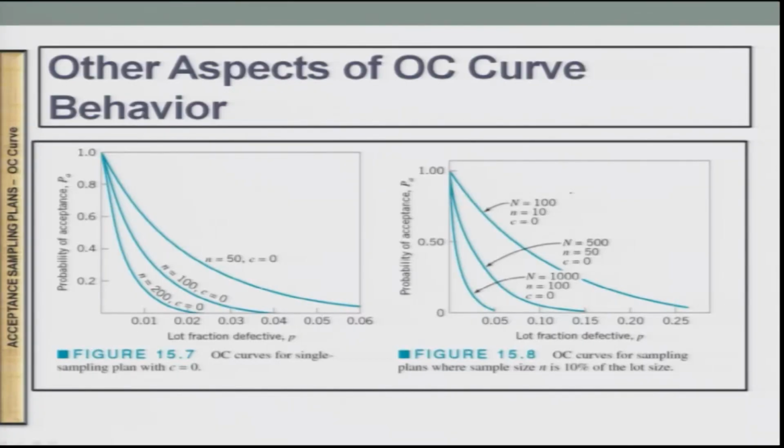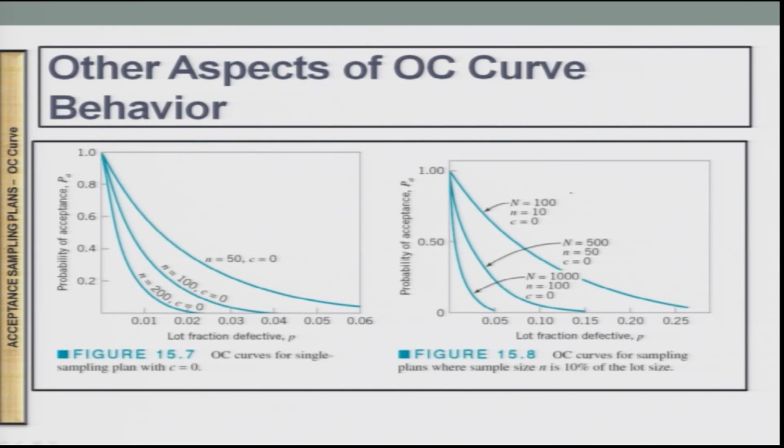So, other aspects of OC curve behaviors would be OC curves for a single sampling plan with c equal to 0, that means you are only sampling 1. So, those curves which are given in front of you for different values of n as 50, 100 and 200 with different values of c are given. Again, you are measuring PA along the y axis and P along the x axis.